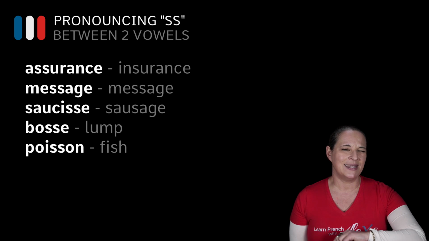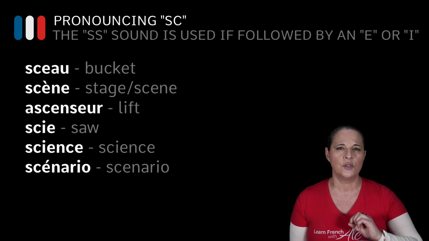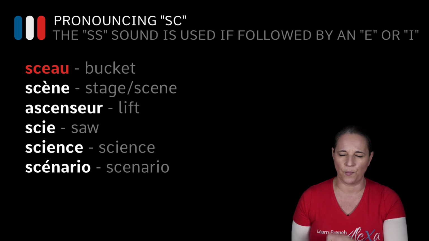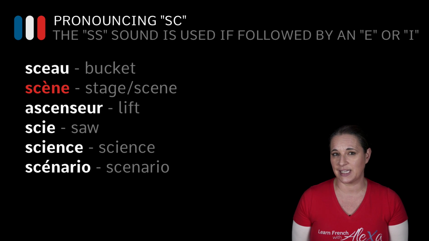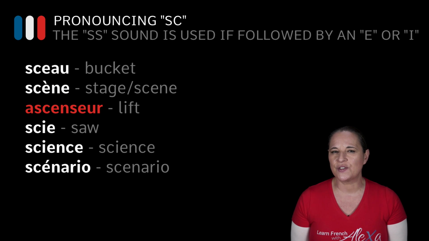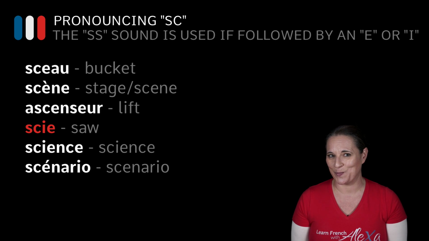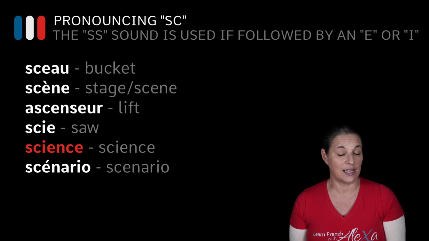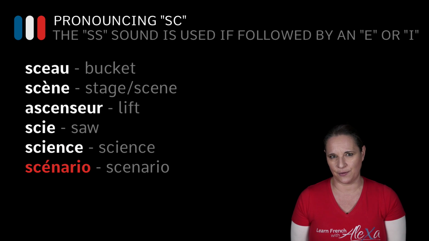Now, let's have a look at the SC sound. When SC is followed by an E or an I, the S sound is used. For example, you see it in seau, bucket. Scène, which is a stage or the scene. Ascenseur, that's a lift. Si, that's a saw. Science, that's a science. Scénario, that's a scenario.